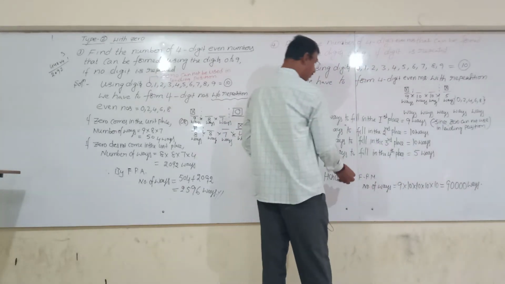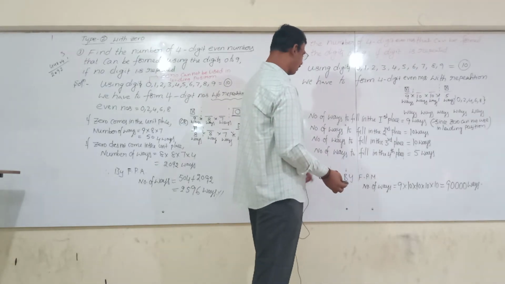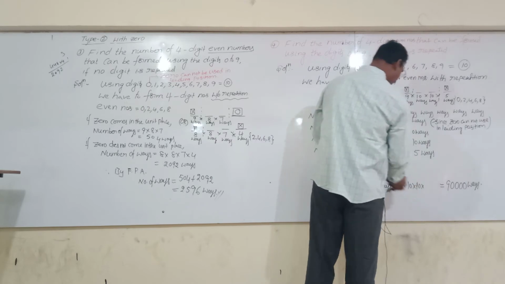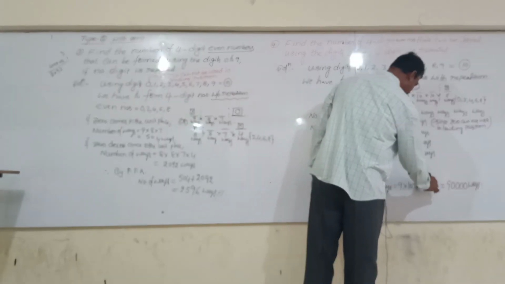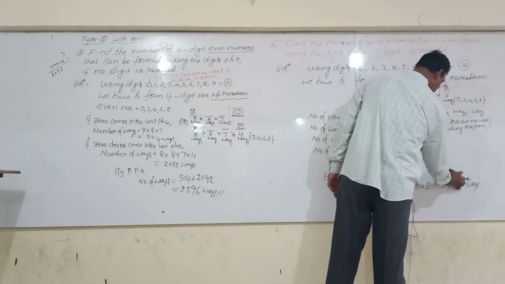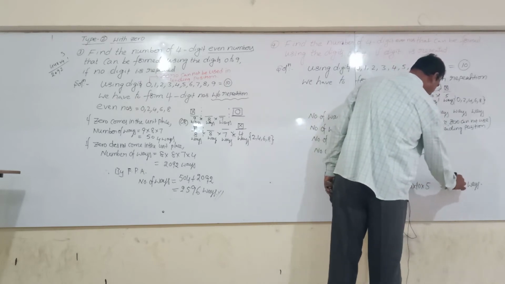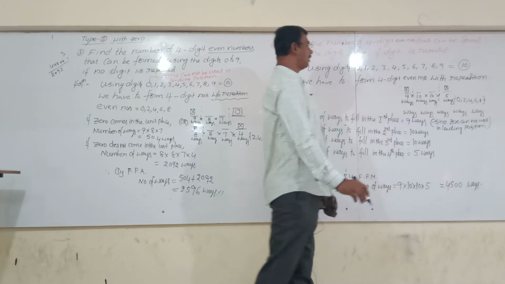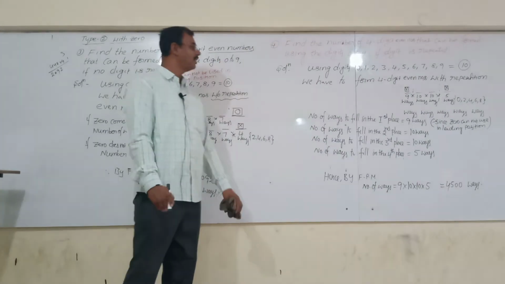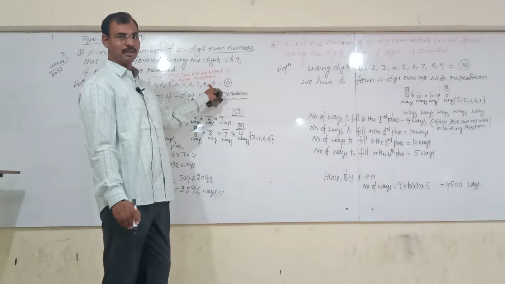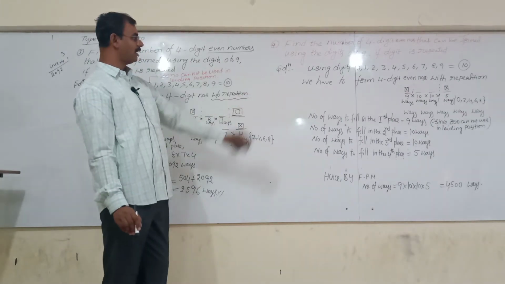Now total number of ways. By using the fundamental principle of multiplication, 9 into 10 into 10 into 5. So how much is the value? 9 times 5 is 45. 4,500 ways is the answer. So pretty much this is very easy compared to the non-repeated model. Repetition model is always very easy.